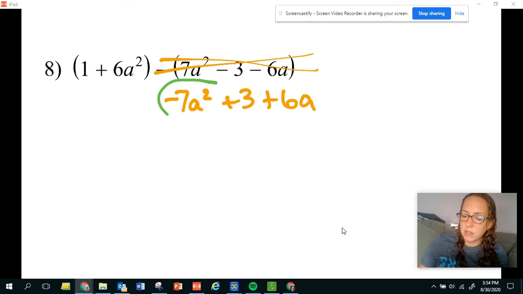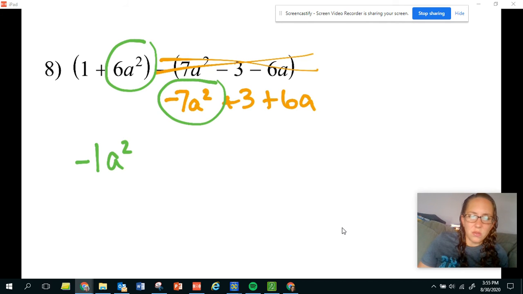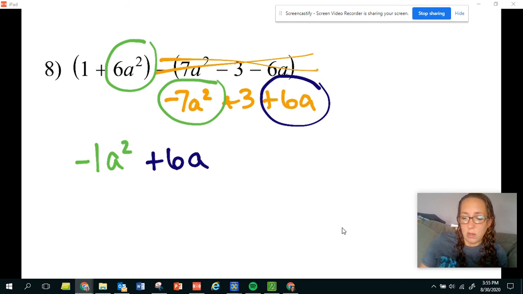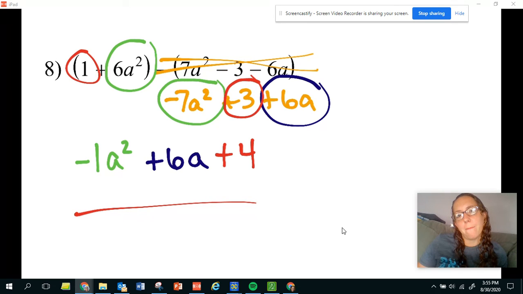So the biggest exponent I have is an a squared. So I'm going to combine those two to get -1a squared. You could also just write -a squared, but either way, it's technically the same thing. Then I have my 6a, and it's the only one, so I just have to bring it down. Then I have a constant and a constant. Add those together. Got 4, and I'm done. So remember, don't change the exponents on the variables.